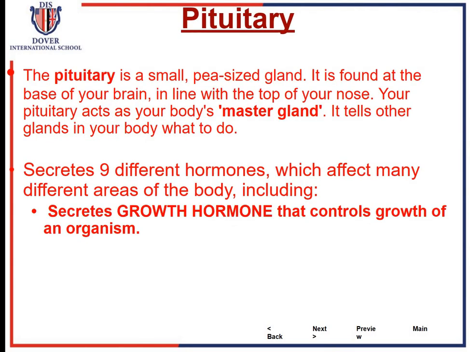So what are some major glands inside my body? First, I have the pituitary gland. It's called the master gland. It's found inside my brain. It's a pea-sized gland, okay? And it's responsible for controlling all the other glands in my body. So it's the master gland responsible for controlling all the other glands.